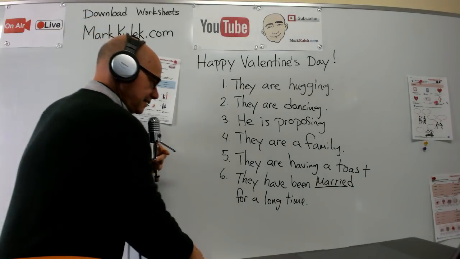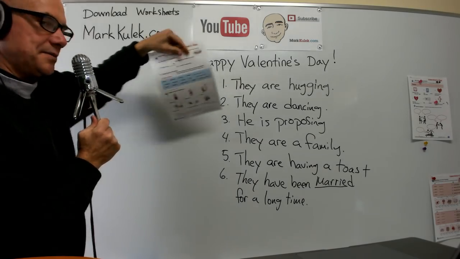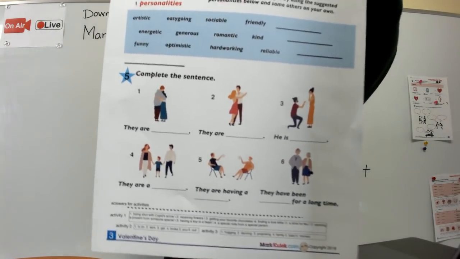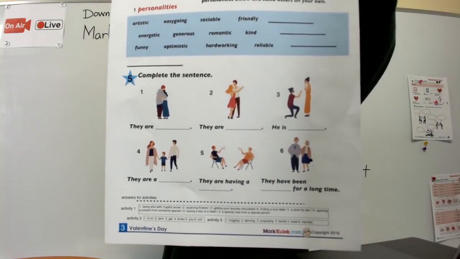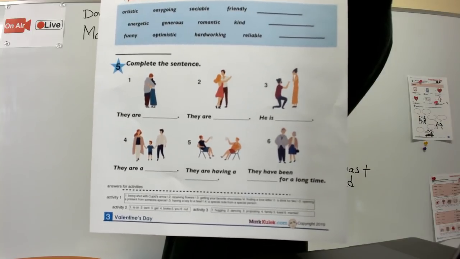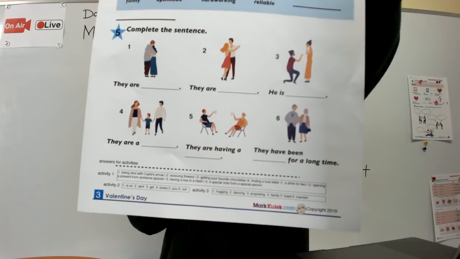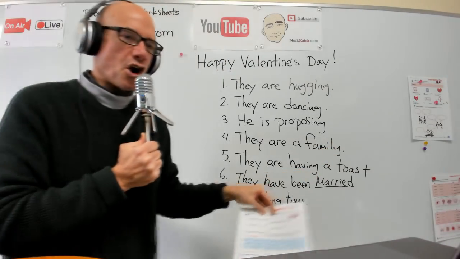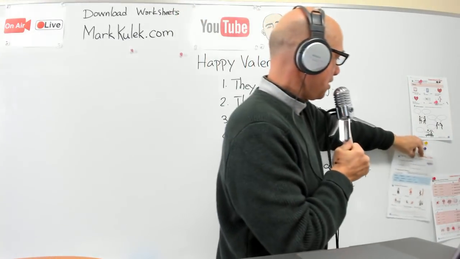Great. Okay, let's review. Here we go one more time. Let's say this together. Ready? They are hugging. They are dancing. He is proposing. They are a family. They are having a toast. They have been married for a long time.